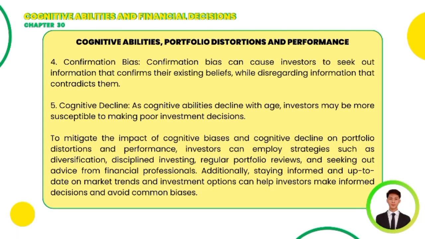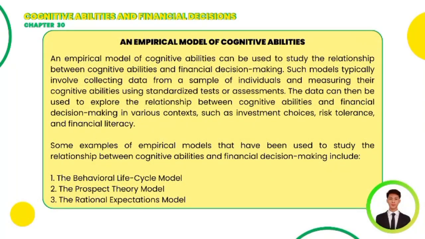and avoid common biases. An empirical model of cognitive abilities. An empirical model of cognitive abilities can be used to study the relationship between cognitive abilities and financial decision making. Such models typically involve collecting data from a sample of individuals and measuring their cognitive abilities using standardized tests or assessments. The data can then be used to explore the relationship between cognitive abilities and financial decision making in various contexts, such as investment choices, risk tolerance, and financial literacy.